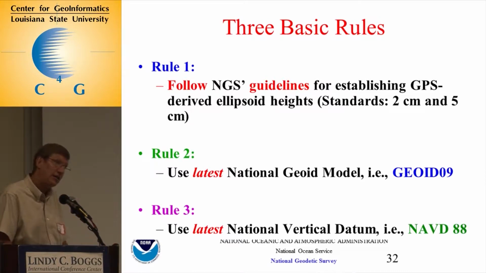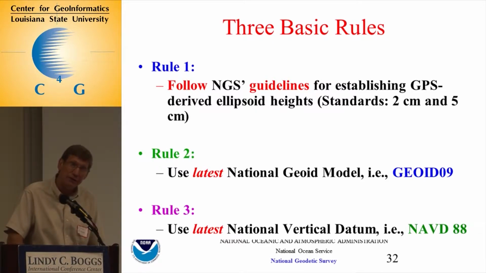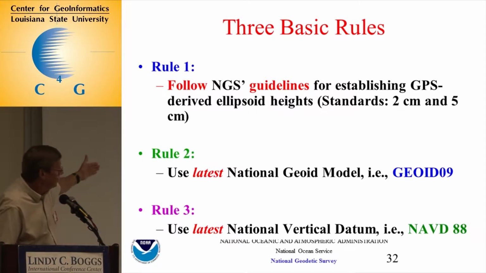If you follow the guidelines and look at the data, you're going to be able to tell where something didn't seem to work right. Well, rule 2: use the latest national geoid model, Geoid 09 in this case. And rule 3: use the latest national vertical datum, NAVD 88 in this case. So there are 3 basic rules.